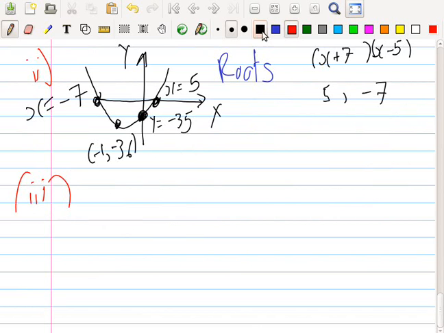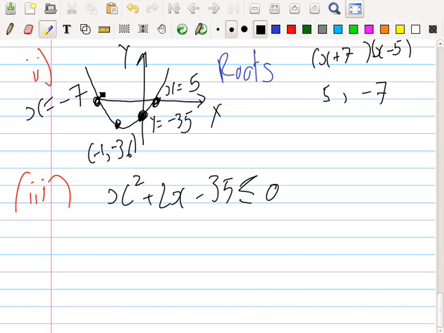And lastly, he wants you to solve this. So if you look at the graph, that means he wants this piece. The piece that's under because of this, under. So notice that just means your answer is between these. -7 to 5.